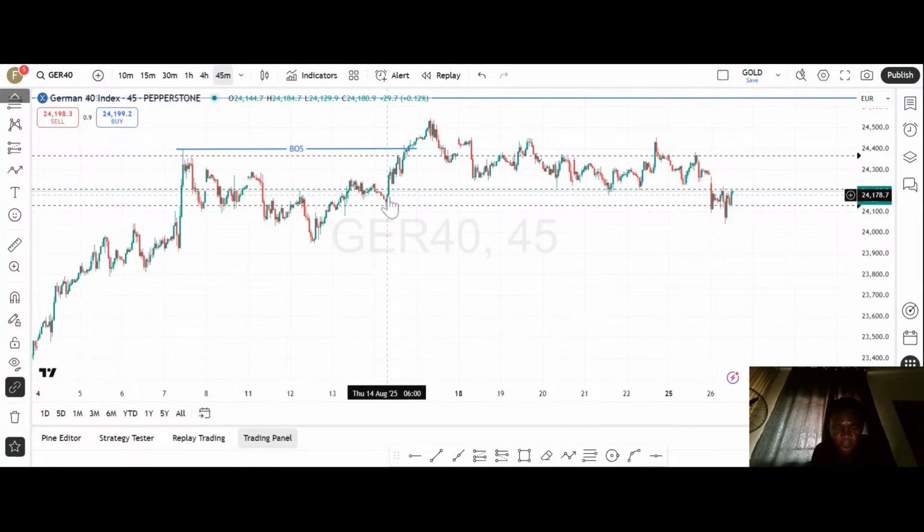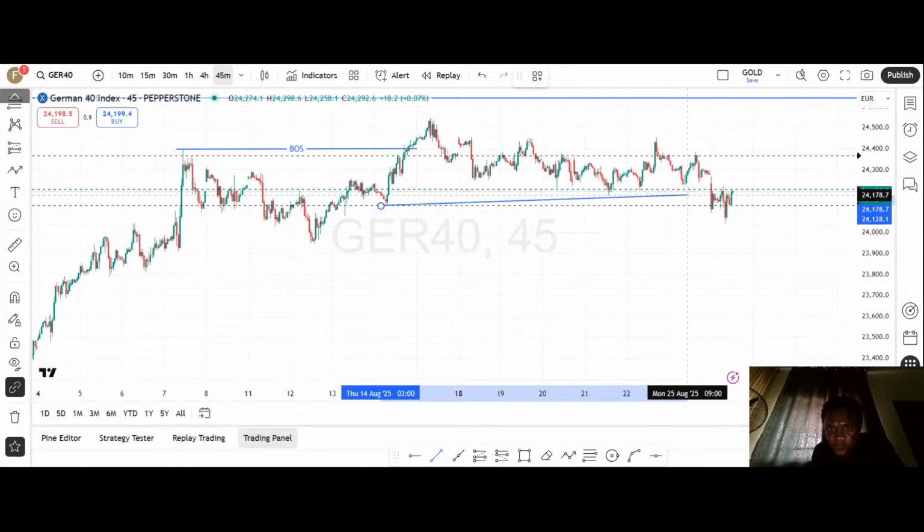Which people cause this break of structure? Is it not here? Remember what I told you guys, inducement is very, very important. Here was the last swing low before this break of structure. So people that bought this market here are the people that cause this break of structure. So here now is the inducement.